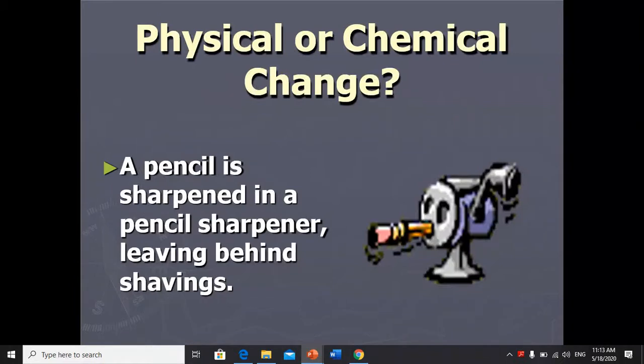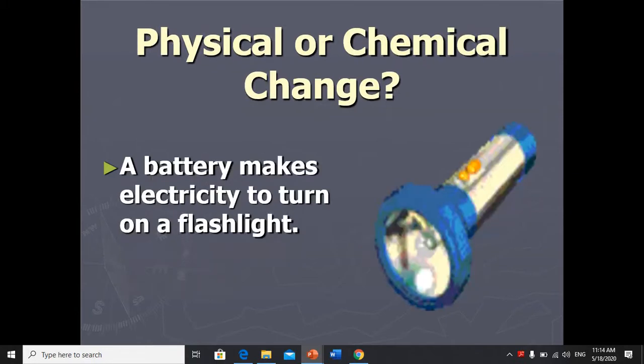A pencil is sharpened in the pencil sharpener, leaving behind shavings. So if I sharpen a pencil, do you think the pencil changed to another thing, to a pen or something else? No, you just change the shape of it, so I will consider this a physical change.